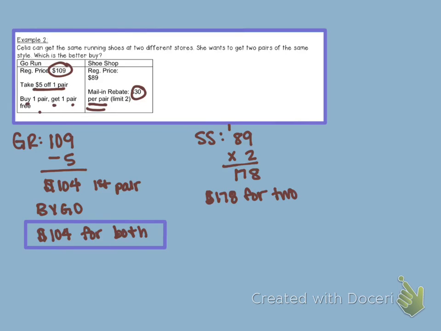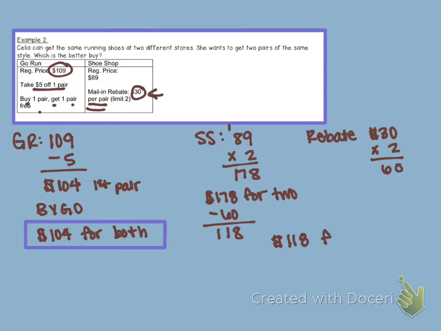But we get this $30 rebate twice. So let's look at this. If we get a rebate and it's $30, so remember in our vocabulary, rebates are I pay it up front, but I'm going to send in this form and they're going to mail me a check for $30, or some people do like little cards. So if I'm going to get 2 of these, that means I'm getting $60 back. So I can subtract $60 from both of these pair of shoes. And it looks like I'm still paying $118 for both.